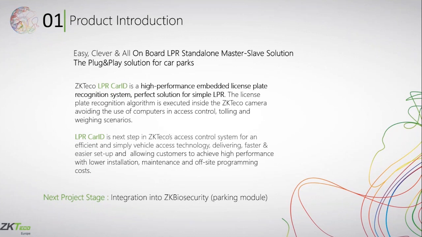And also we call this a new step in the ZKTeco access control system because it's a very efficient and simple solution to get the plate of the car and also open the barrier. This is the easiest way you can do with the camera. But for sure, there are so many features, as I will show you later, that you can configure and then play with in the camera. So this is why I want you to join for the deeper knowledge based on the integration side on Wednesday.